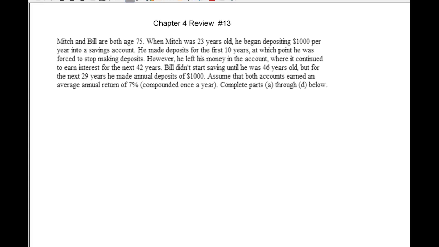Hello, 43 class. This is another homework example. This is from the Chapter 4 review. This is problem number 13. So I got two guys, Mitch and Bill, both 75 years old.